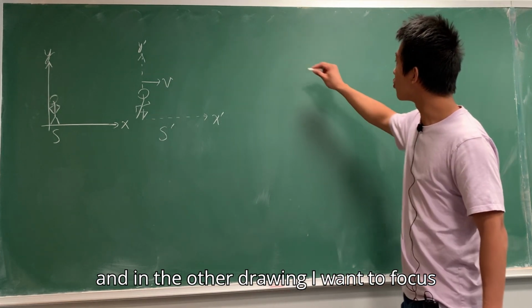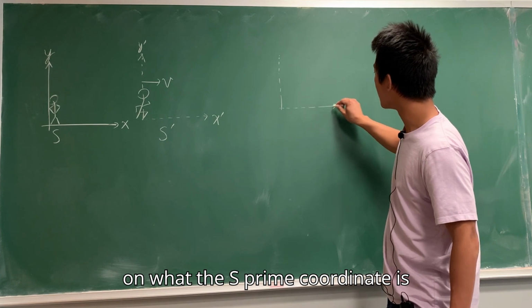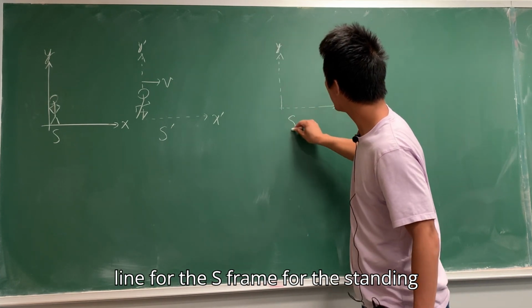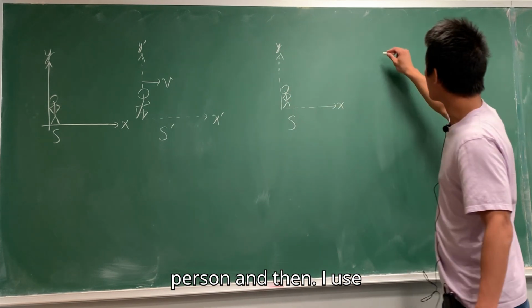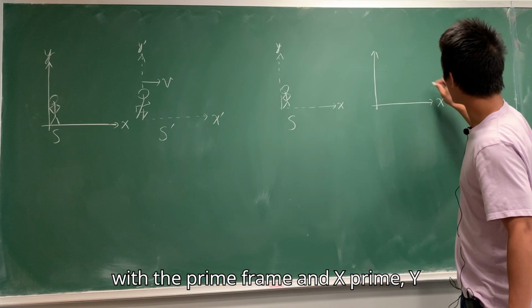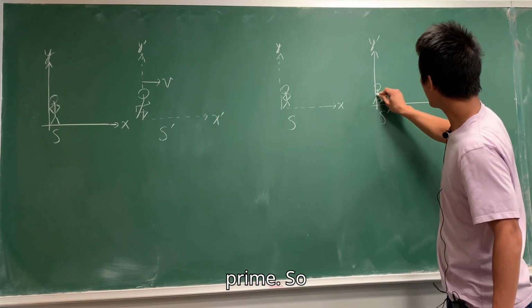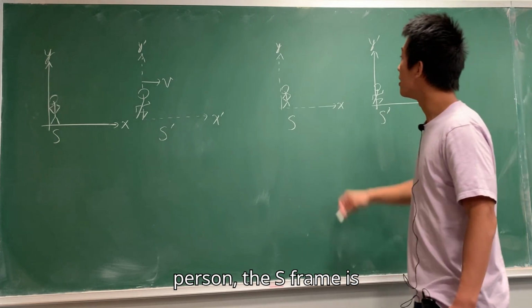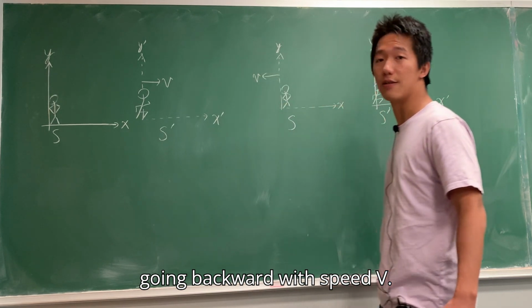And in the other drawing, I want to focus on what the S prime coordinate is seeing. So I will do the dashed line for the S frame for the standing person, and then I use solid line for the running person with the prime frame and X prime, Y prime. So in the point of view of the running person, the S frame is going backward with speed v.